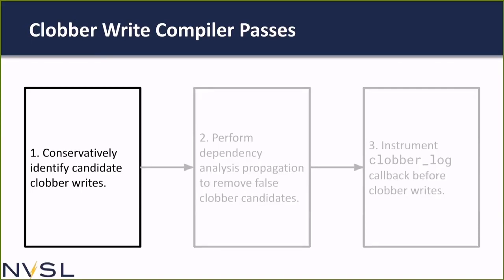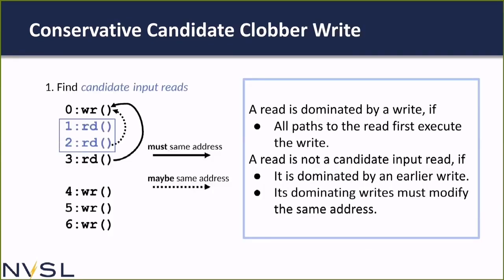The first pass conservatively identifies candidate clobber writes. It follows 2 steps. The first step identifies candidate input reads. The second step uses these reads to find candidate clobber writes. To find all possible candidate input reads, a read is not a candidate input read if it is dominated by a write, and its dominating writes must modify the same address. All other reads are labeled as candidate input reads.